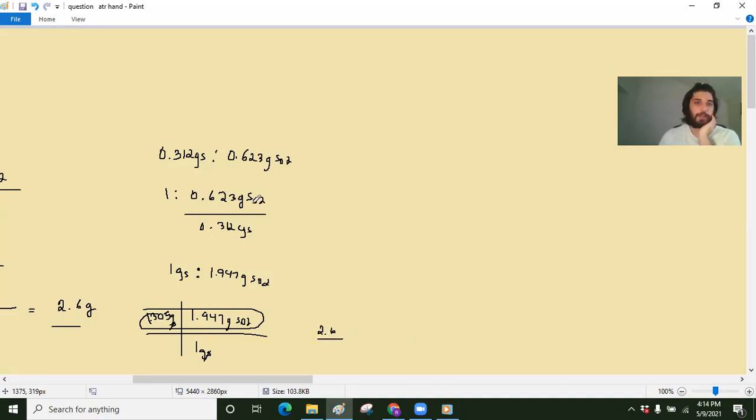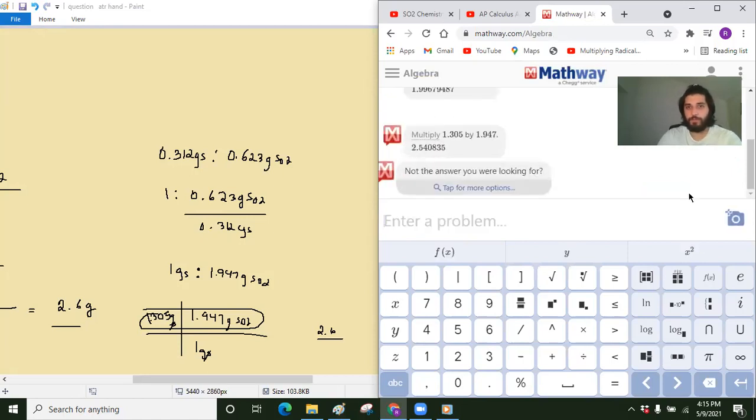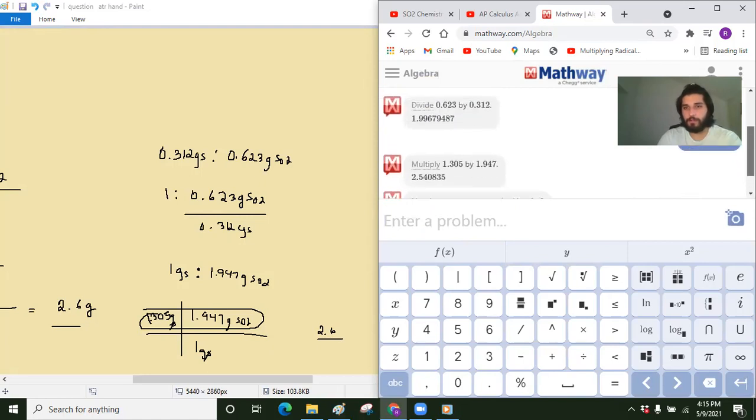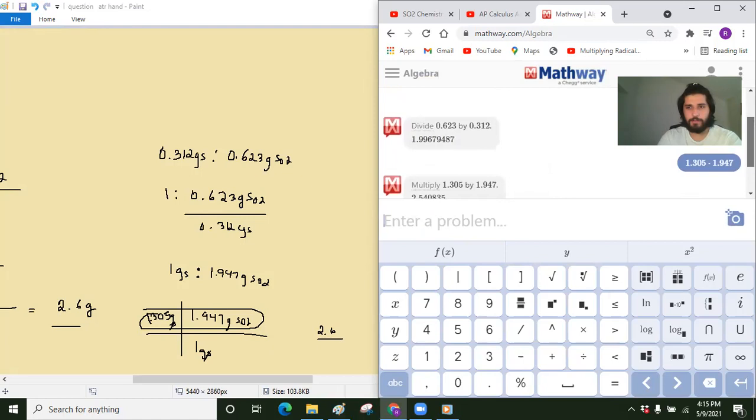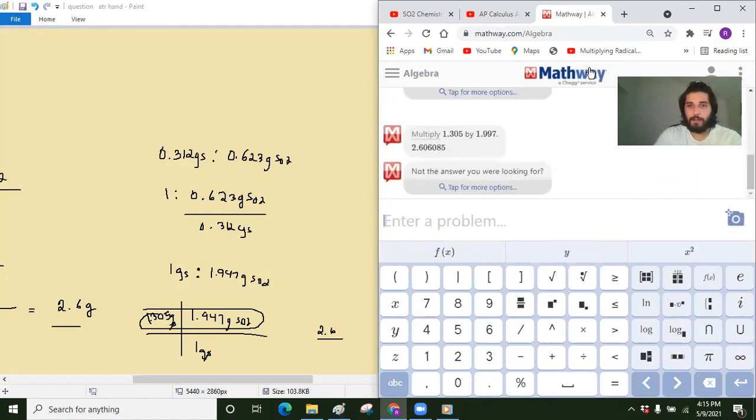Right. So again, you could make a ratio between the reactant and the product instead of just the reactants. Let's actually confirm that: 1.305 multiplied by 1.997. It wasn't really 1.94, it was 1.99, and we would get 2.6.